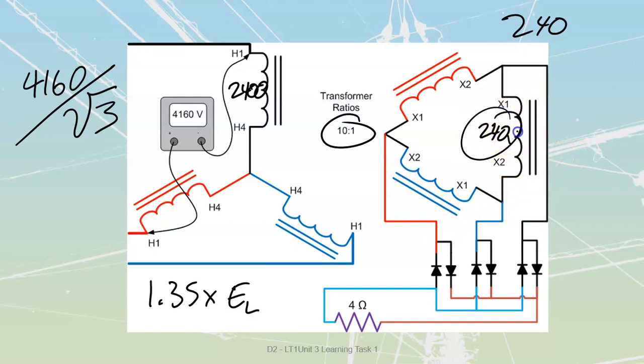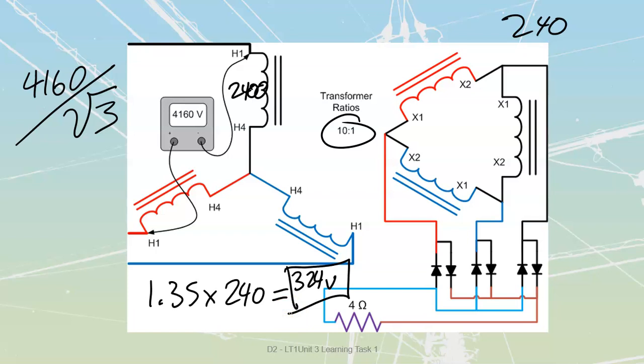We said that 240 volts was my phase, but because it was delta, 240 volts was also my line. So we're going to take 240 times 1.35. When we do that, 1.35 times 240, we come out to a value of 324. Beautiful. 324 volts that we are going to have. So this is going to be what I'm going to place across my load resistor over here. 324, let's put that down here. 324 volts.